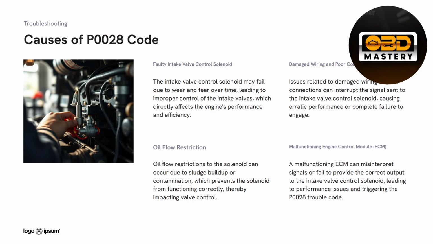All right, this is one of the main culprits of what exactly goes wrong and actually gives you this code. Oil flow restrictions to the solenoid can occur due to sludge buildup. So check your oil, make sure that there is no sludge or milky type oil. Make sure the viscosity is perfect. If it's not, do a whole entire oil flush, and that should fix your issue.